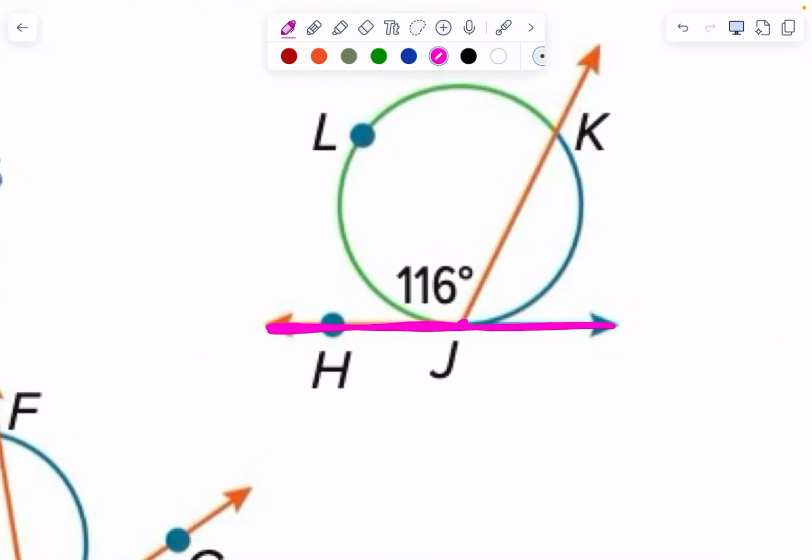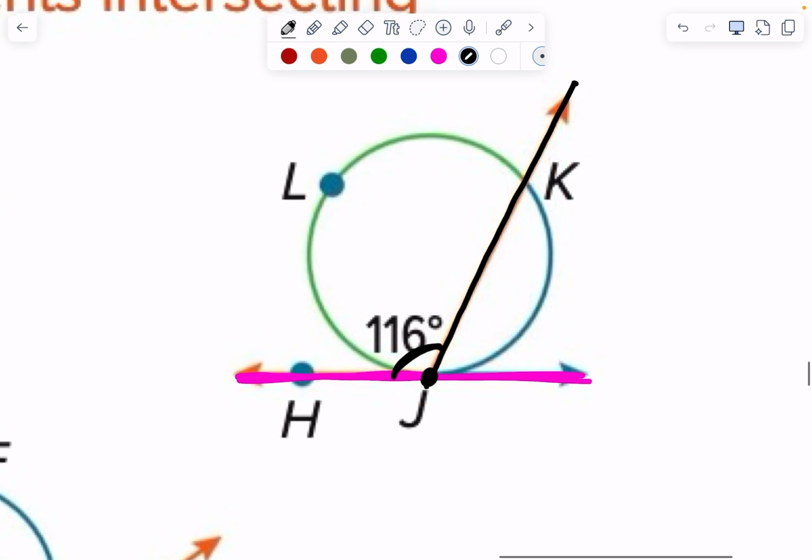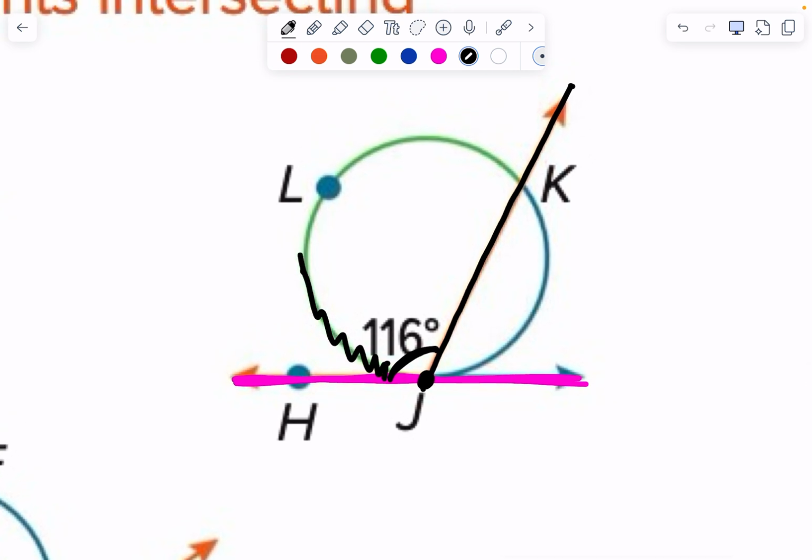This is a tangent line. How do I know it's a tangent line? What's a tangent line? It only crosses at 1 point. A secant line crosses at 2 points. So now I have a secant line and a tangent line that are coming together. And this angle right here is 116. This angle right here would be 64 degrees. What is this arc versus this arc?